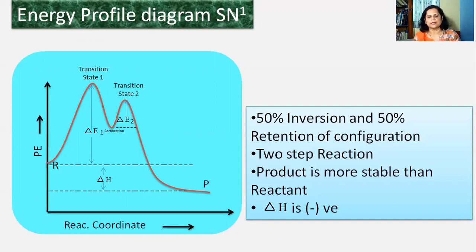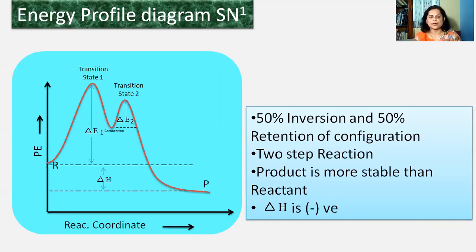Delta E1 is the energy difference between the reactant and the first transition state. Which one is the first transition state? The weak bond between carbon and Br, and the removal of Br, formation of carbocation. And a weak bond is formed between the carbon and the OH group. That means the conversion of carbocation to the transition state 2. That is delta E2. So these are the two energy of activation terms in the SN1 reaction.